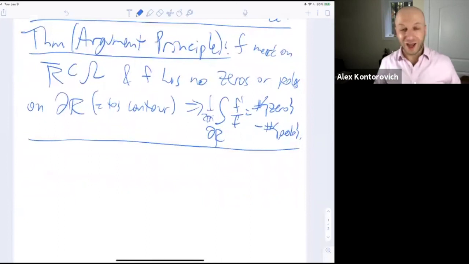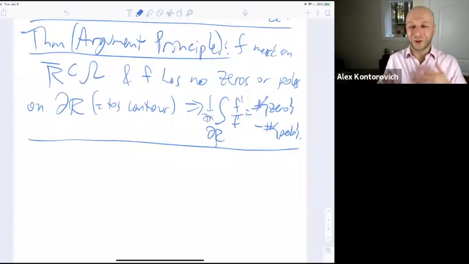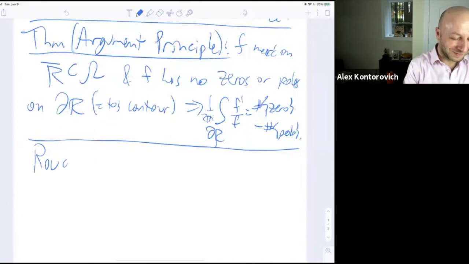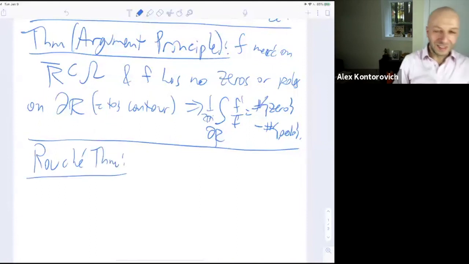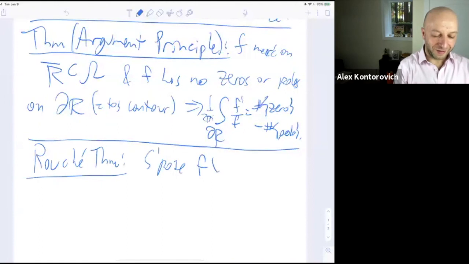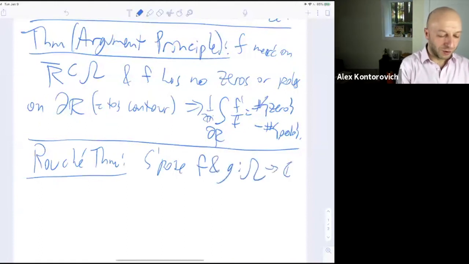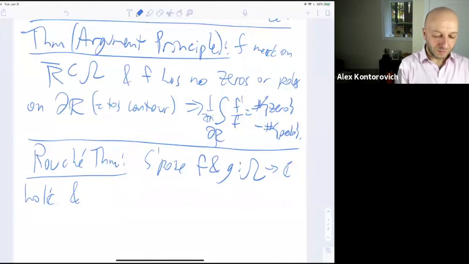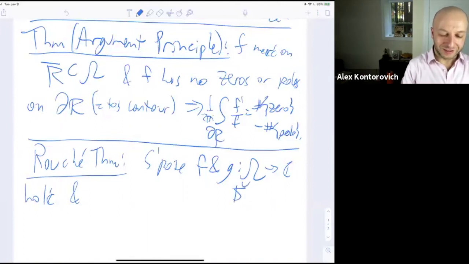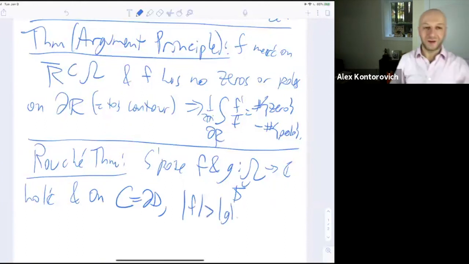Here's some fantastic application that we don't have a right to know: Rouché's theorem. Here's a crazy theorem. Suppose f and g on some region are both holomorphic, and let's do it on a disk, and there's a disk whose closure is inside omega. And on the boundary of the disk, the absolute value of f strictly exceeds the absolute value of g.